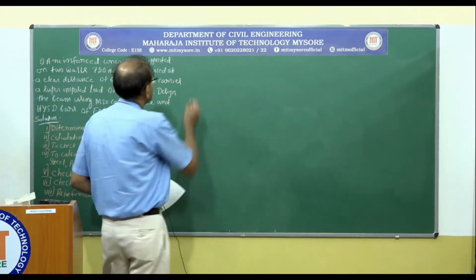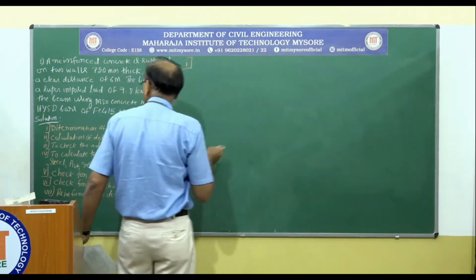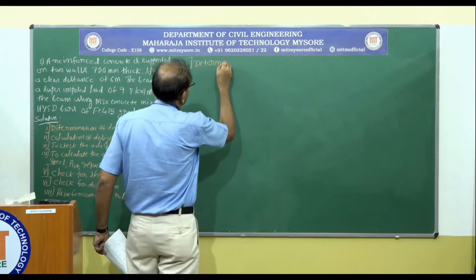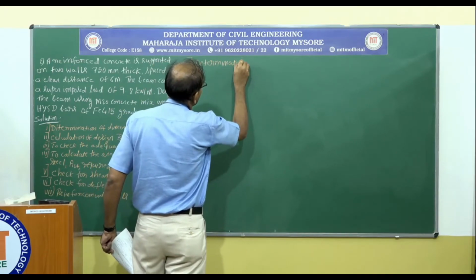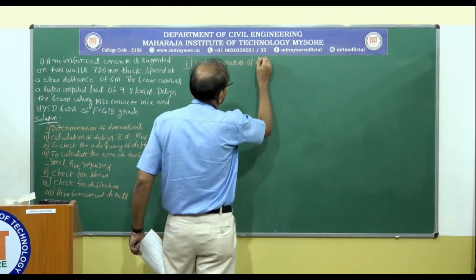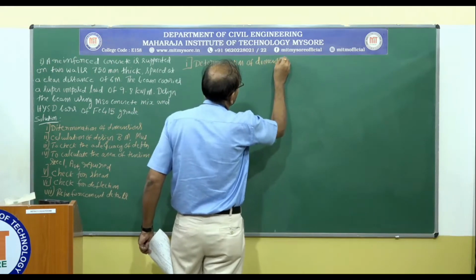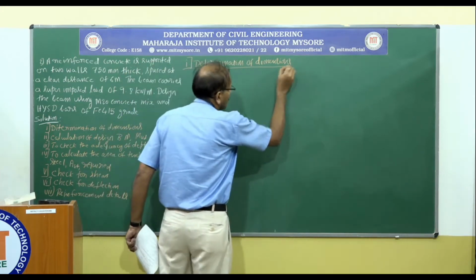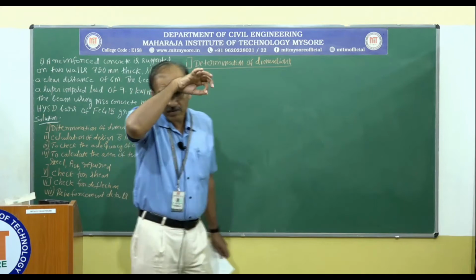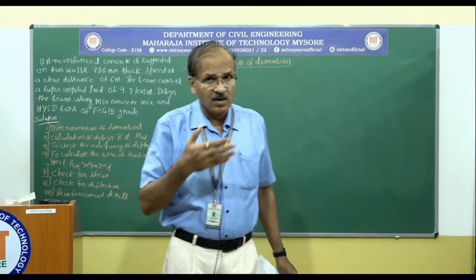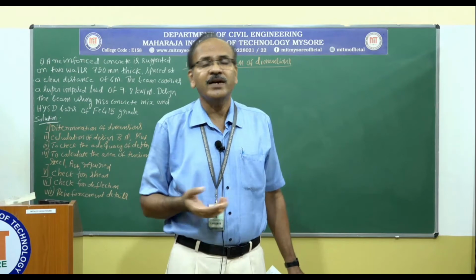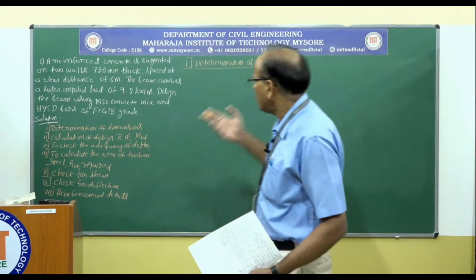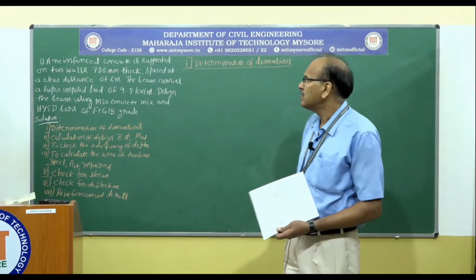Let us go with the first one. What is the first step? Determination of dimensions. What is the meaning of determination of dimensions? We need to determine those cross-sectional dimensions, breadth and the depth. So before going further, let me read the problem for you.